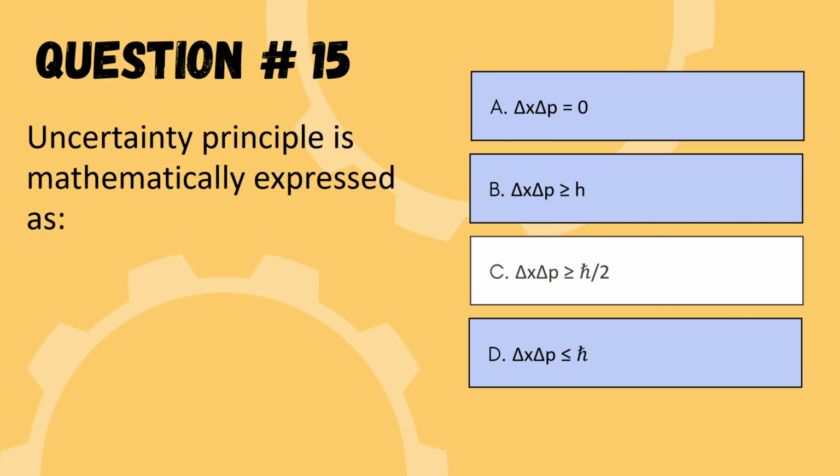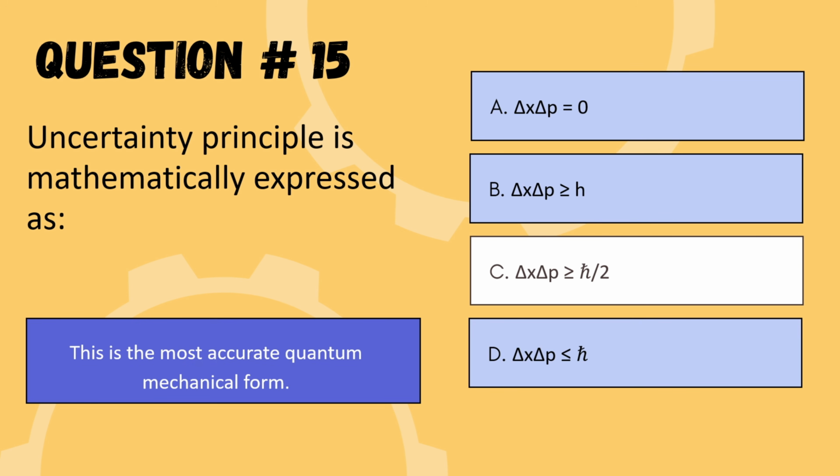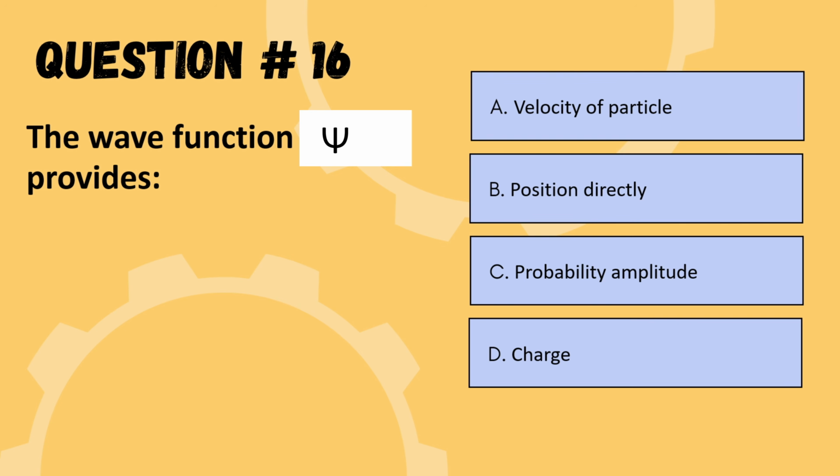So the correct option is option C, del x del p is greater than or equal to h bar by 2. So we are moving to the next question. Next question is, the wave function psi provides. Options are velocity of particle, position directly, probability amplitude, or charge. So the correct option is option C, probability amplitude.